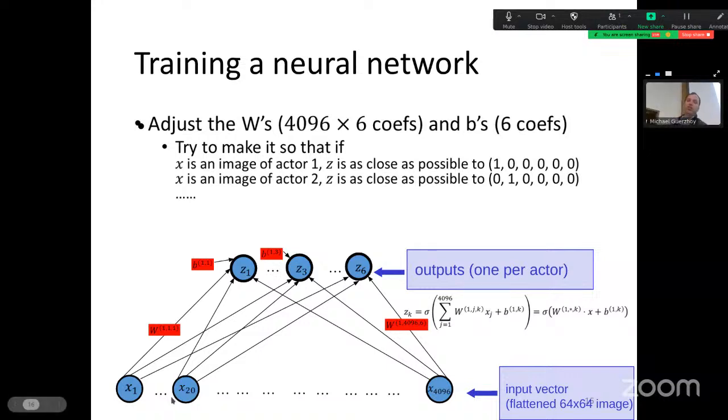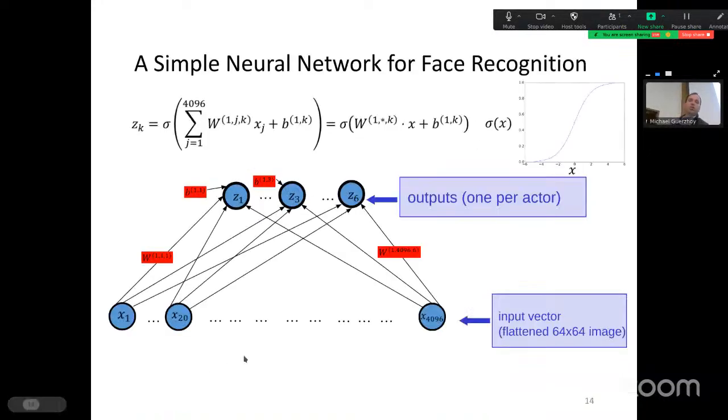The way the formula works is Z is a weighted sum of the X's plus the corresponding B. And W is the weight of each edge in the graph. That's right. So W is the weight of each edge. For example, this edge is connecting X 4096, so pixel number 4096, and output number 6. Make sense?